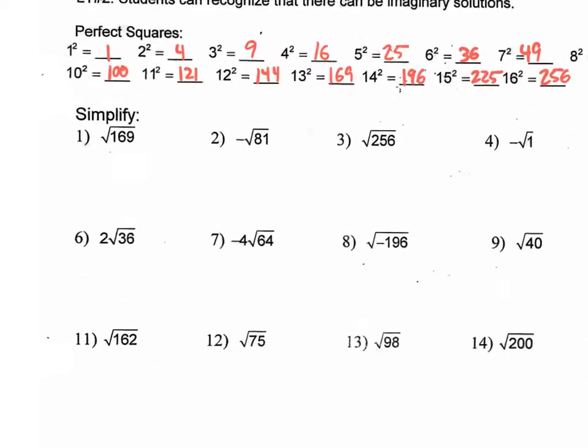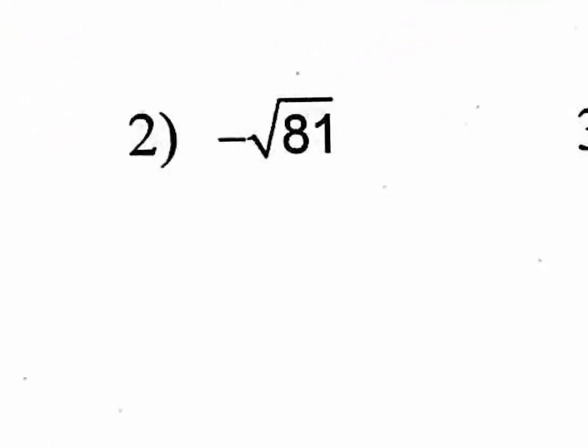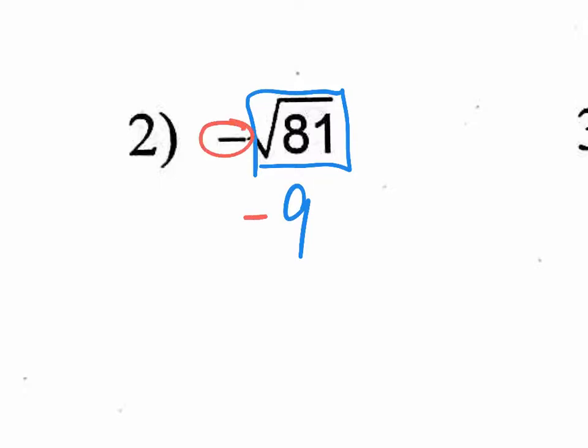So now that we understand i, we will be able to answer some questions that have negatives on the inside. So like number 2, that does not have a negative on the inside. So what are we going to do here? We're just going to do the square root of 81. What's the square root of 81? 9. And what about the negative sign in the front? Just bring it down. So your answer is negative 9. Piece of cake. There was no i right there.